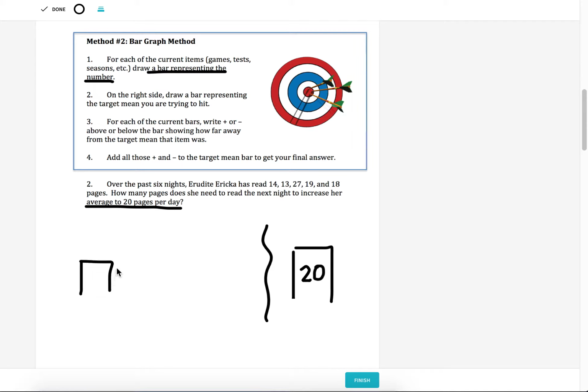Right? And for these first 6 nights, she's read 14, 13, 27. Okay, so this day she did better than the average. 19, and 18 pages. Now I'm going to put in the numbers. 14, 13, 27, 19, and 18.